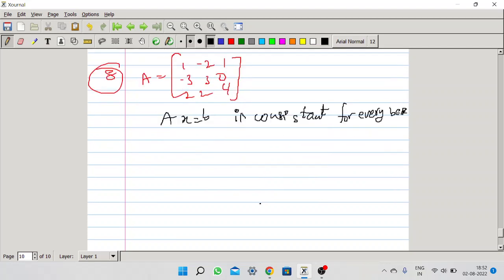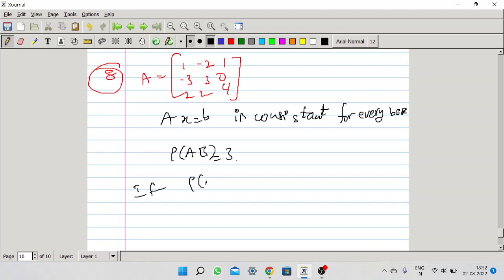This is a direct statement. We can say Ax equal to b is consistent for every b belongs to R^3 whenever rank of [A|b] is equal to 3. Then only the system is consistent. But whenever rank of [A|b] is not equal to 3, let me explain the other possible case.